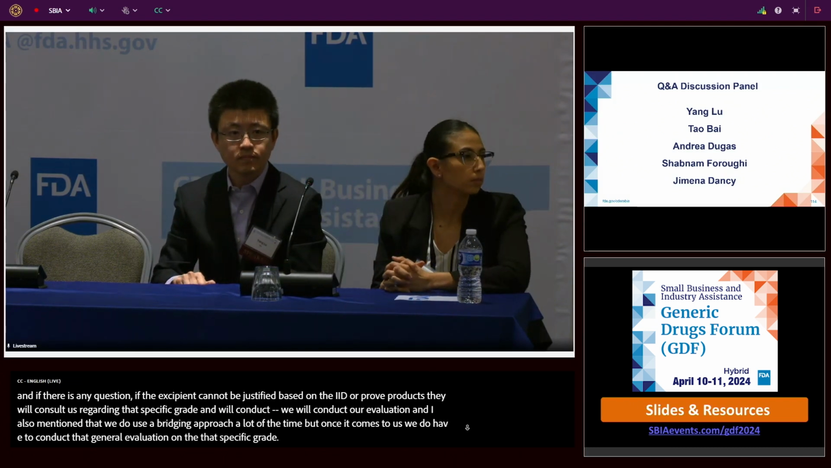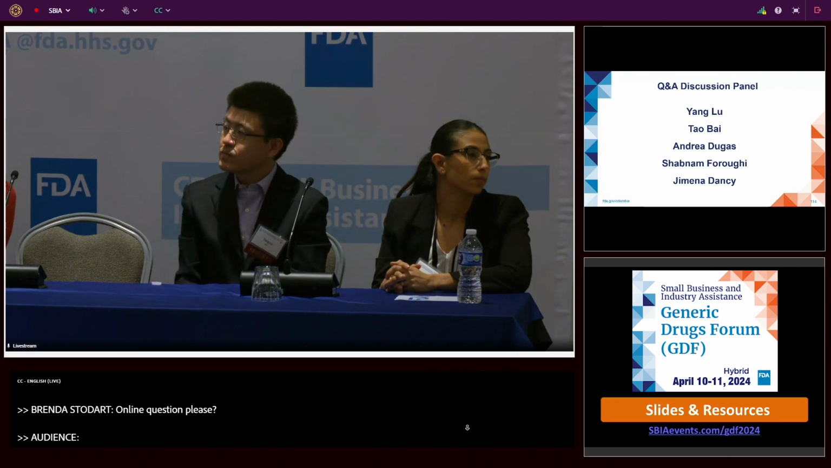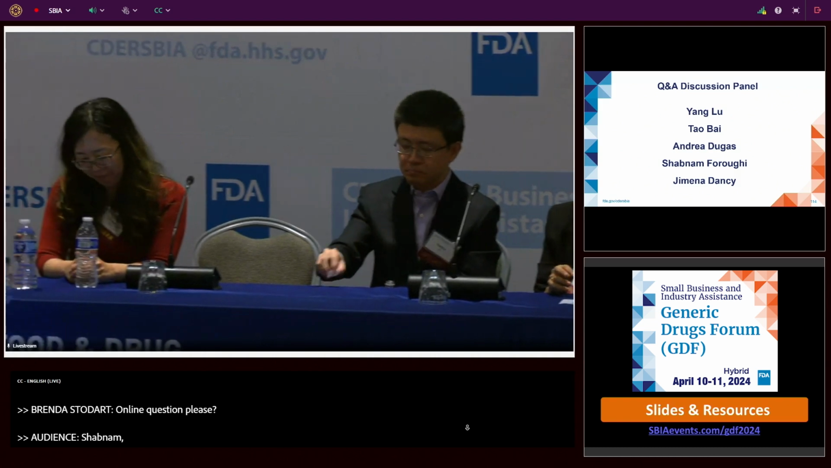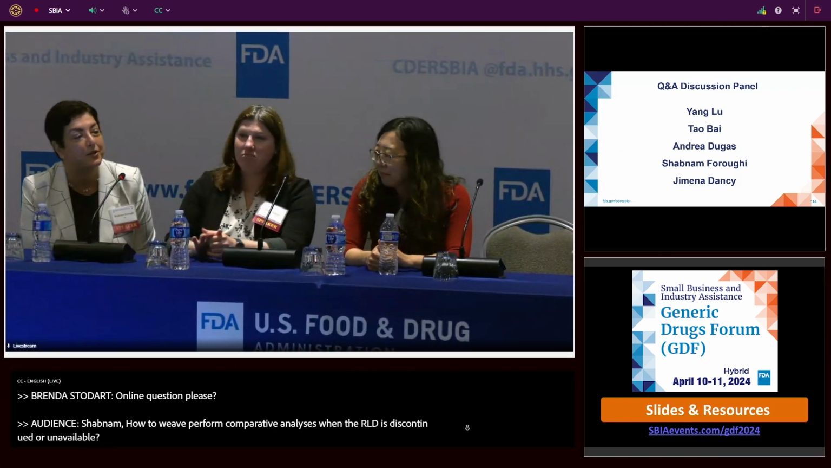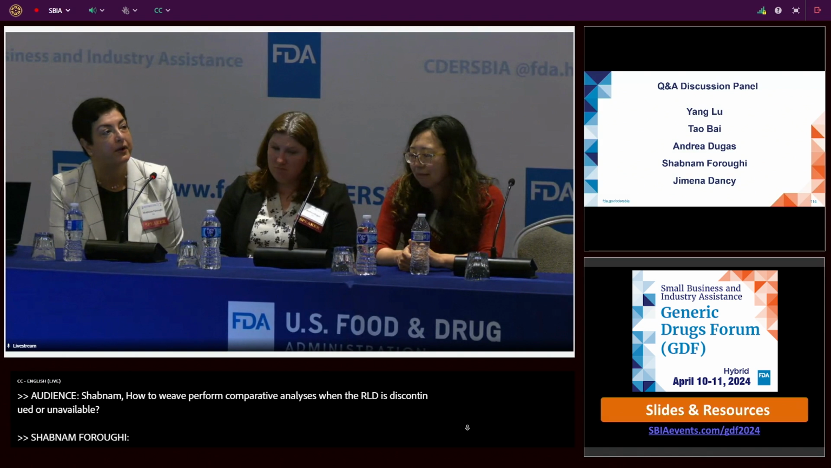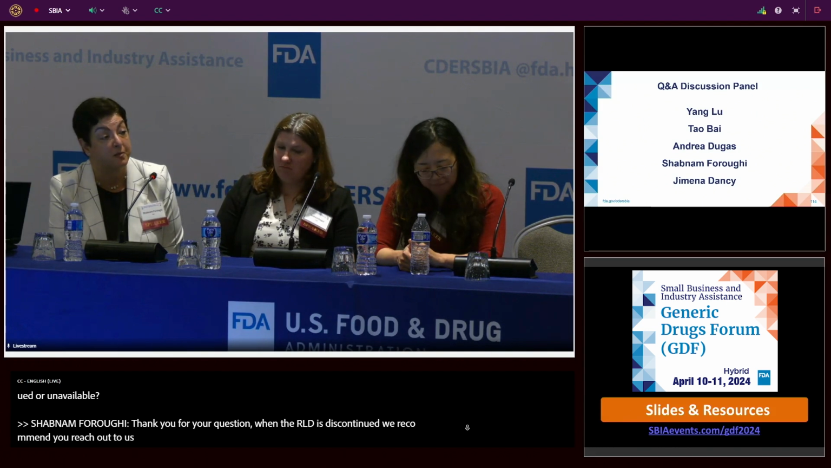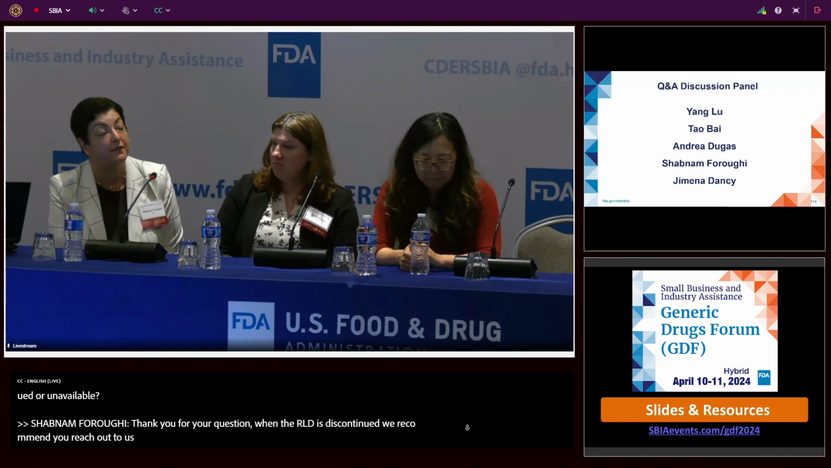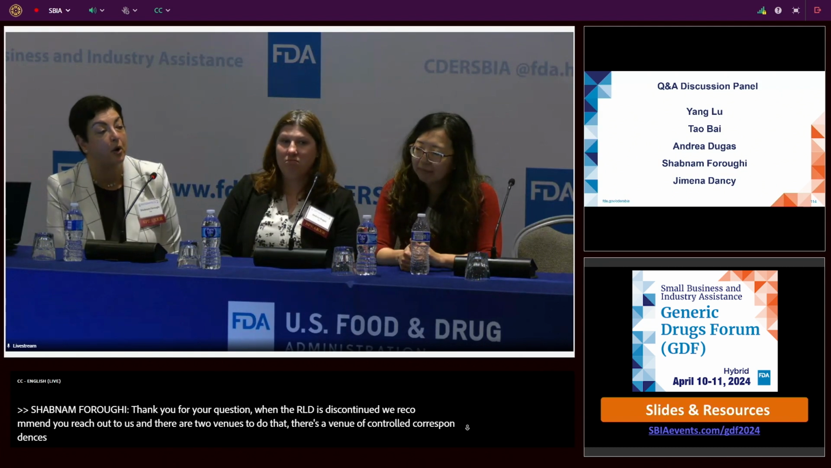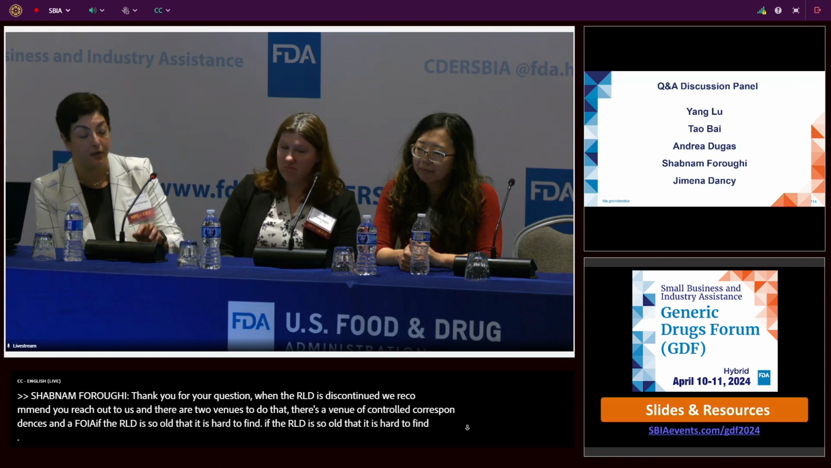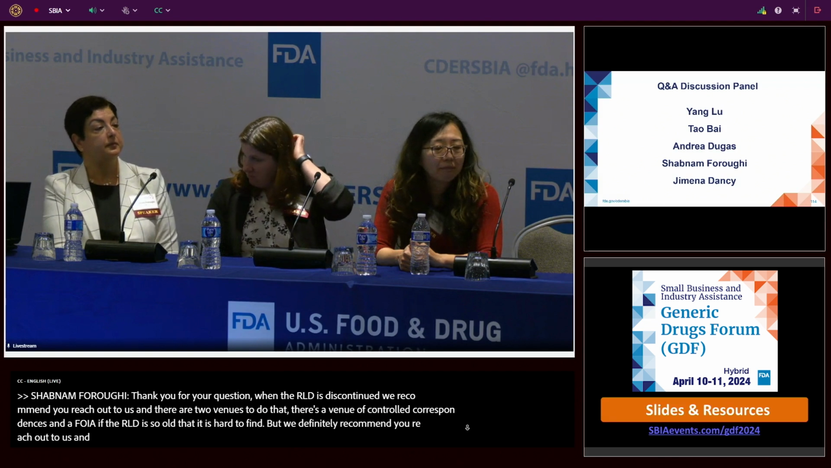Question for Shabnam. How do we perform comparative analyses when the RLD is discontinued or unavailable? Hi, thank you for your question. Indeed, when the RLD is unavailable or discontinued, we recommend that you reach out to us. There are two venues to do that: controlled correspondence, and also FOIA. For instance, if the RLD is so old that it is hard to find, we definitely recommend that you reach out to us and find a solution, because the generic has to be compared to its RLD.